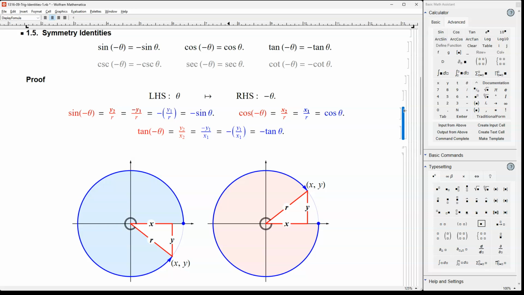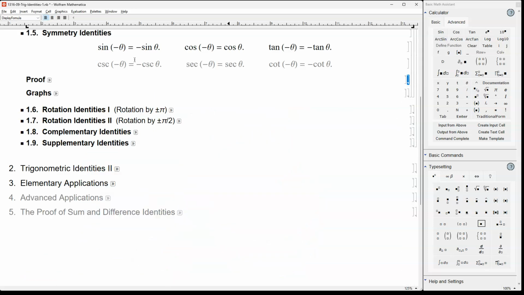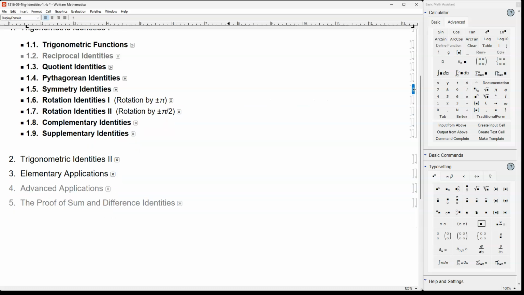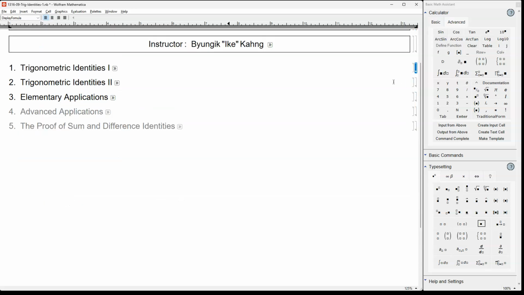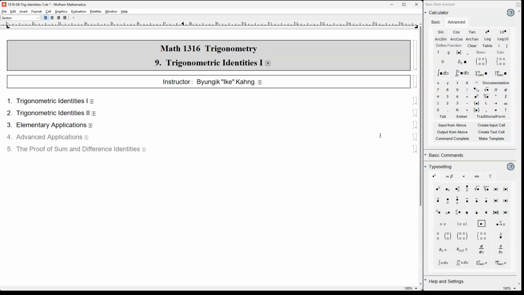Alright, we proved it for sine, cosine, and also tangent. And the other three, well, those are standard. Okay, enough time for rotation identities? I guess not. We'll stop here and then we'll consider rotation identities in a separate video, or maybe two.